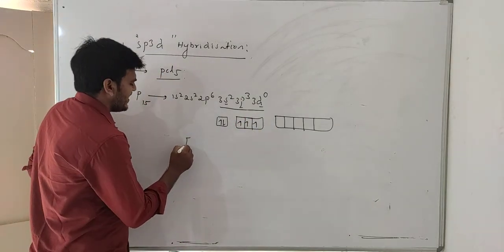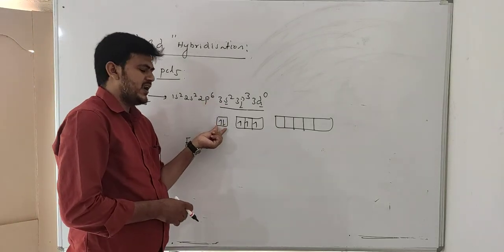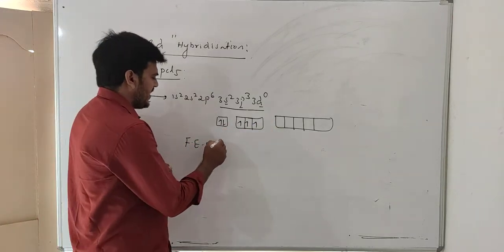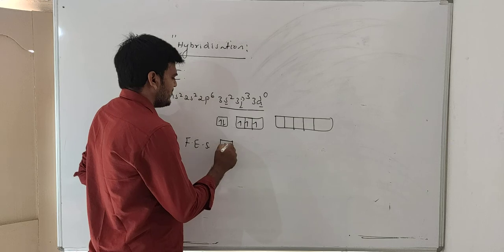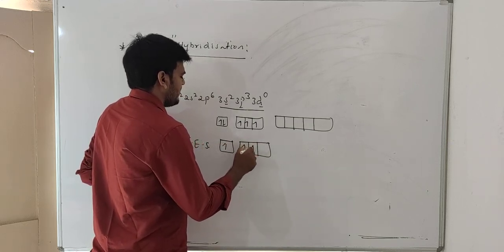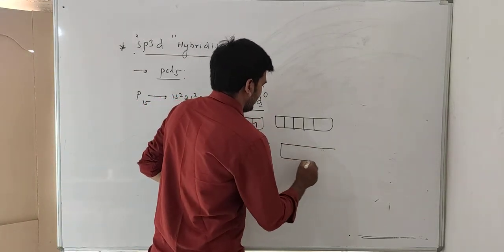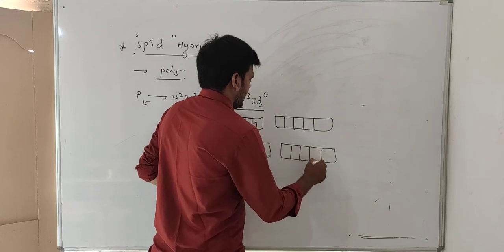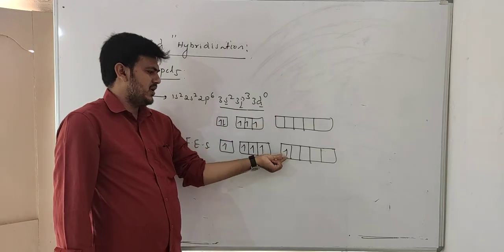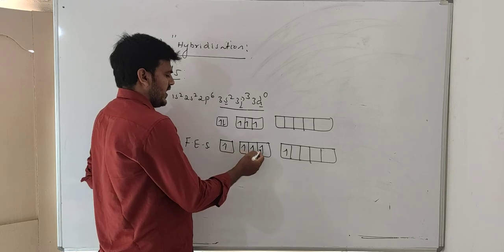Then in the first excited state, a 3s orbital electron enters into the 3d orbital. So it is very simple: 3s1, 3p3 (3px1, 3py1, 3pz1), and 3d1. The total number of orbitals with unpaired electrons is 1, 2, 3, 4, 5.